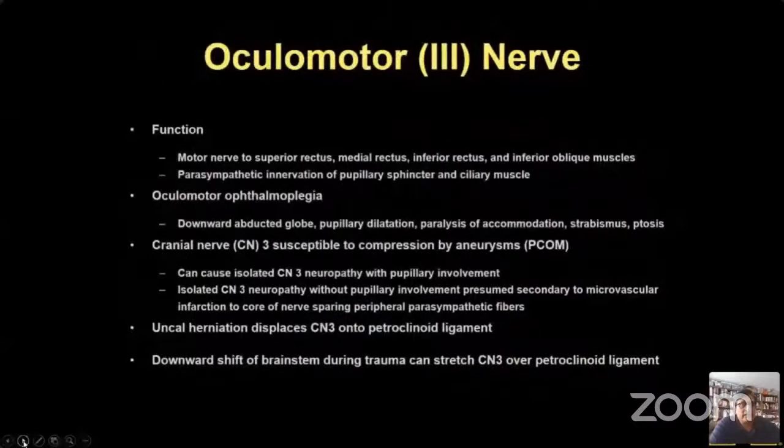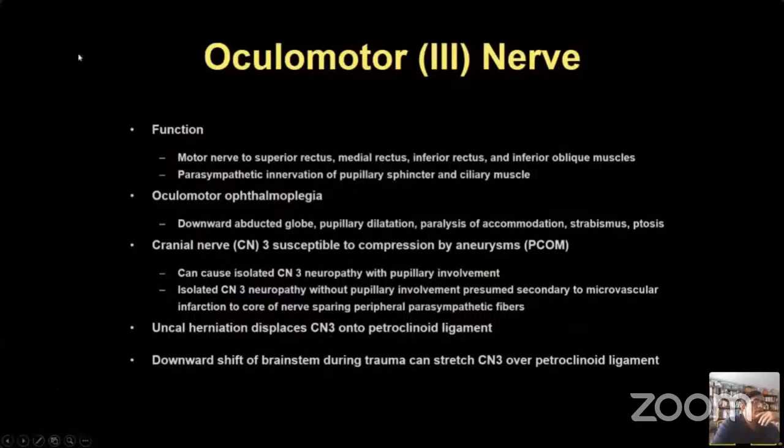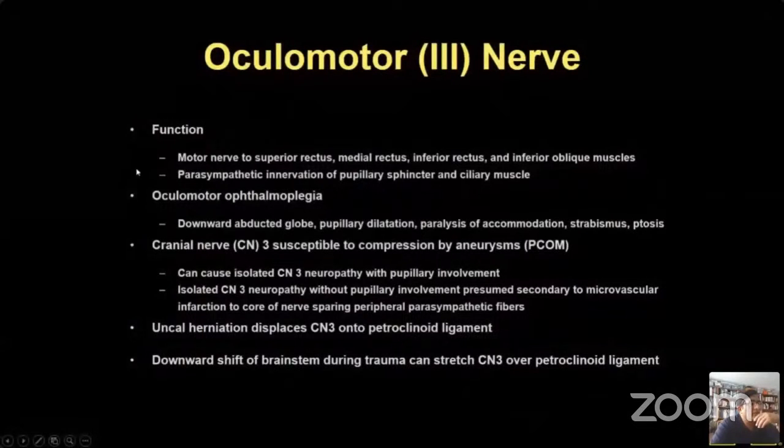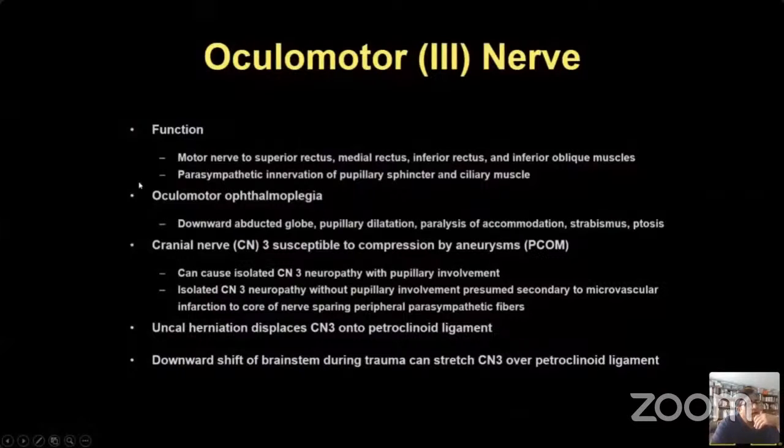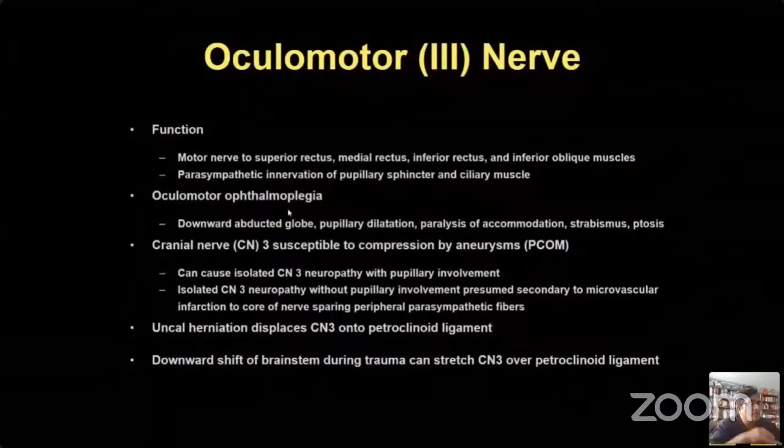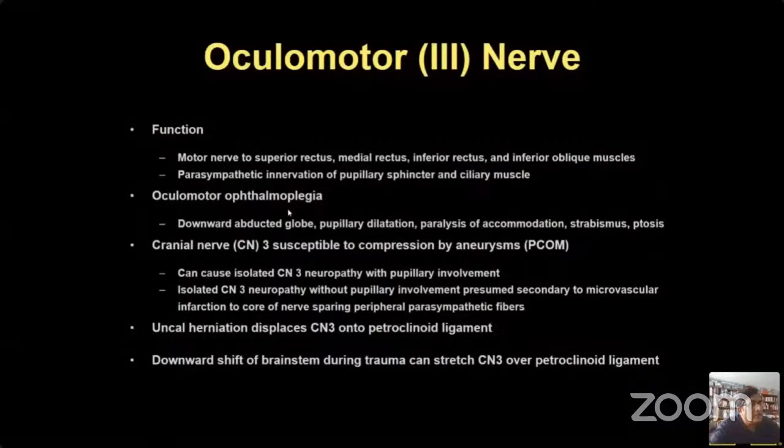Cranial nerve 3, which is the oculomotor nerve, is a motor nerve to almost all the intraorbital muscles. It includes the superior rectus, the medial rectus, inferior rectus, inferior oblique, and it also carries the parasympathetic innervation. So whenever there is a lesion of the third cranial nerve, the patient ends up having oculomotor ophthalmoplegia. It's a very typical condition which every ophthalmologist is trained to diagnose clinically, and that is the downward and abducted globe. There is pupillary dilation. That's because of the loss of parasympathetic fibers. There is paralysis of accommodation, strabismus, and ptosis.